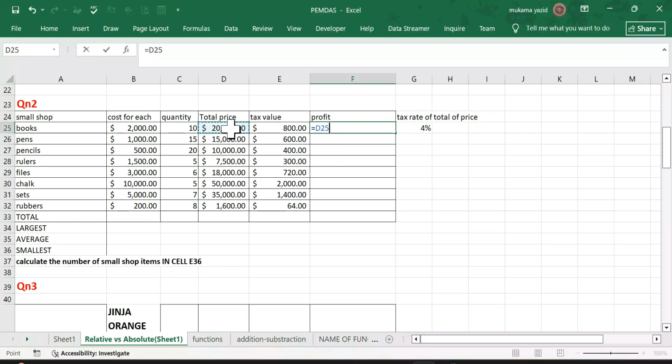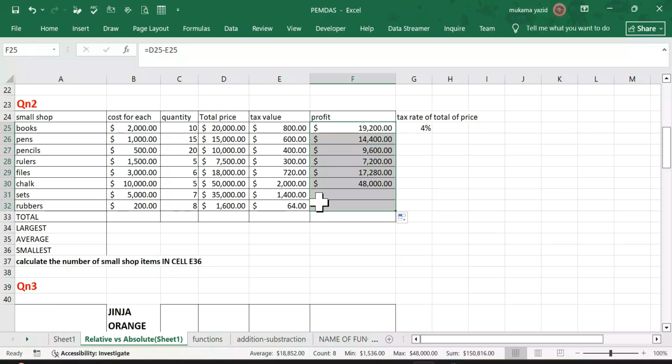So we say the total price. This is the money we had in general. We subtract this tax. Obviously, what remains is our profit. So we do autofill to get the rest of the answers.